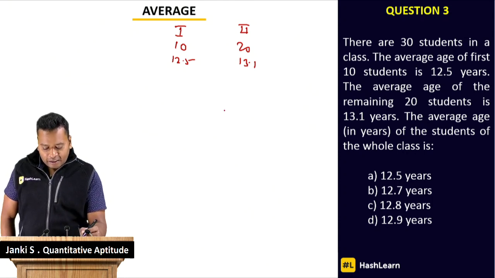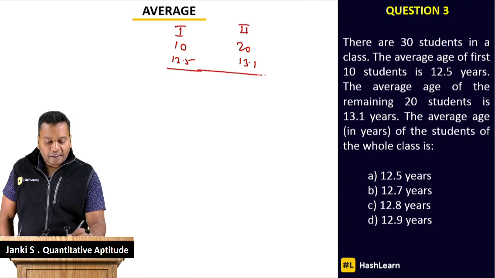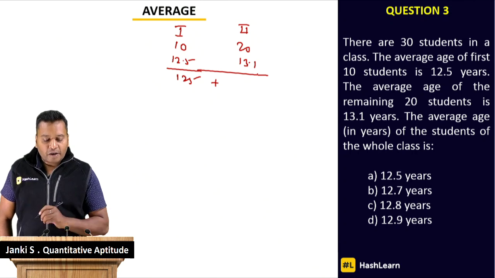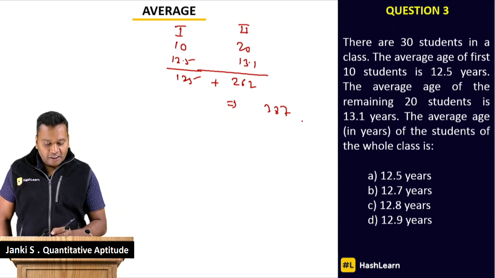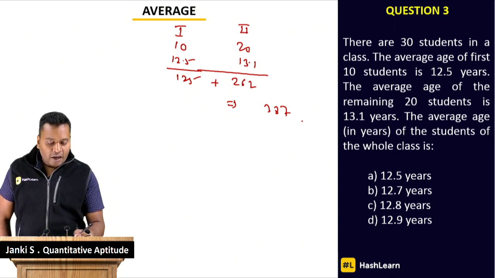So I'll add these two values. If we take this one, the value is about 125, and this part is how much? It's nothing but 262. Let's add, that is the total weight in this case. So 783, right? So 387 is the value. Now I have to divide.